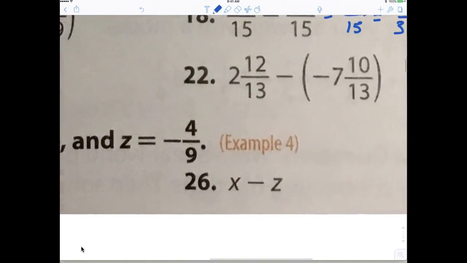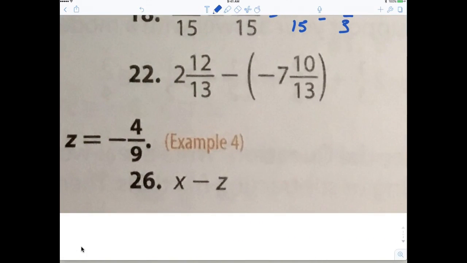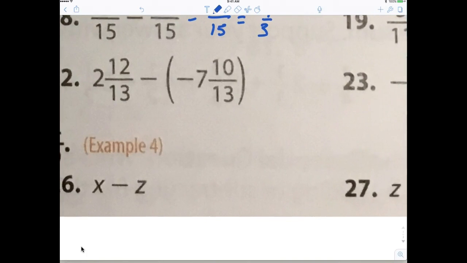All right, Caroline. You ready? 22. Double negatives. What do I do? Yep. So here we go. Now here's how I want this. 2 and 12/13 plus 7 and 10/13. That's how I like it. You don't have to do it that way. I'm just saying I like to do it that way. But you're in control.